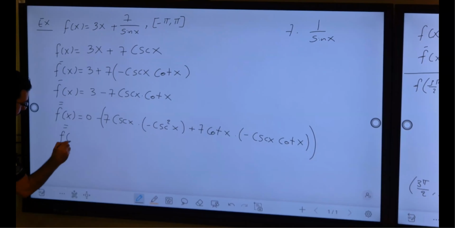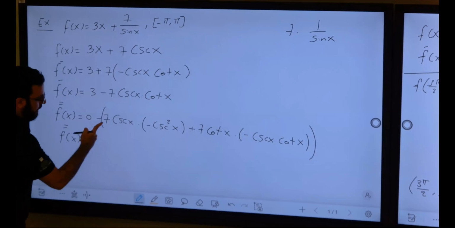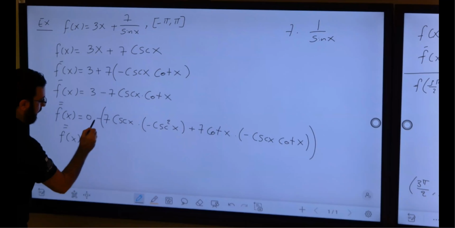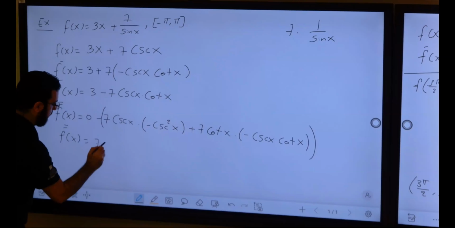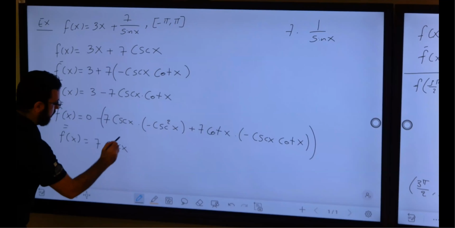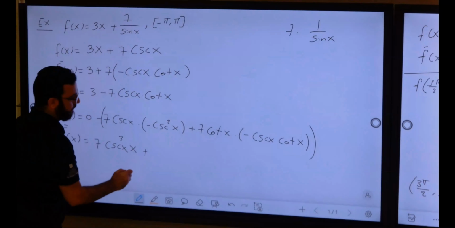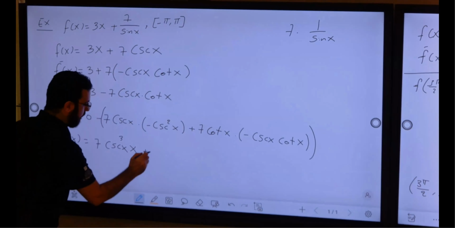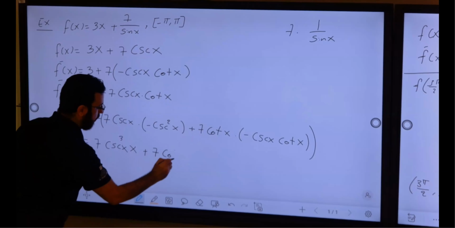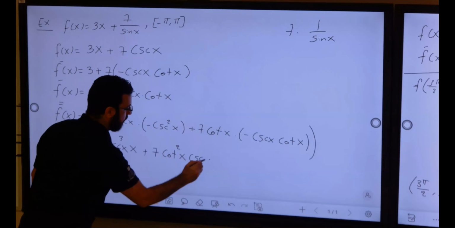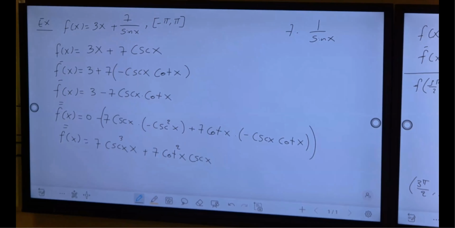Second derivative of x equals what? Careful, multiply these: negative with the negative is positive. So 7 cosecant cubed x. And I have negative here, with the negative here it is also positive. Cotangent with the cotangent, so 7 cotangent squared x. And here's the second derivative.